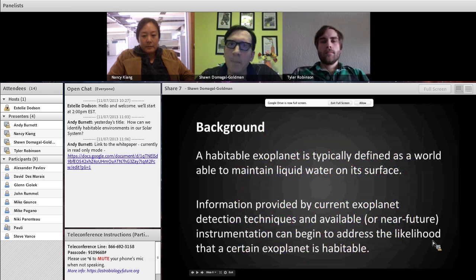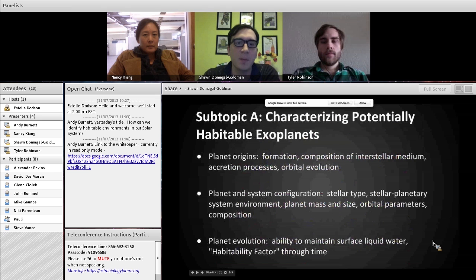So this is the next part of the template, which is background, just a couple paragraphs saying, what is this all about and why is it related to astrobiology? I just took the topic sentences from those paragraphs. So what this is all about is that a habitable planet is typically or traditionally defined as a world able to maintain liquid water on its surface. And if you hear the words habitable zone, that's generally what we're talking about. If you hear Earth-like, potentially Earth-like, that's generally what people are referring to. Information provided by current exoplanet detection techniques and available or near future instrumentation can begin to address the likelihood that a certain exoplanet is habitable.